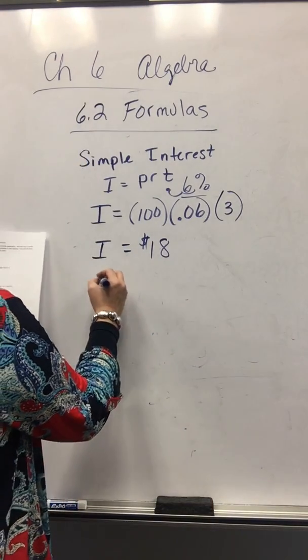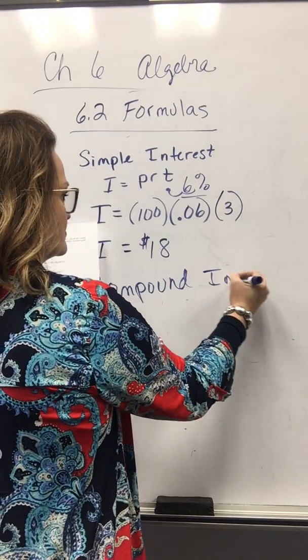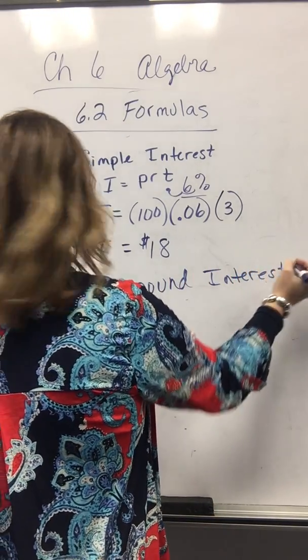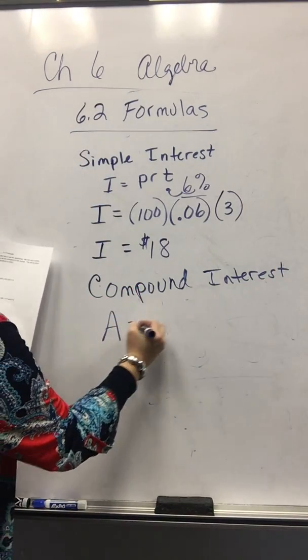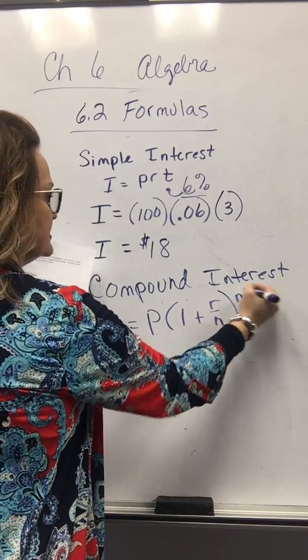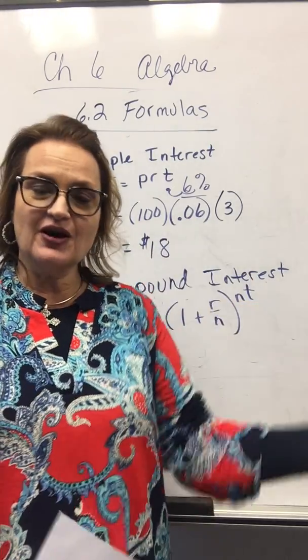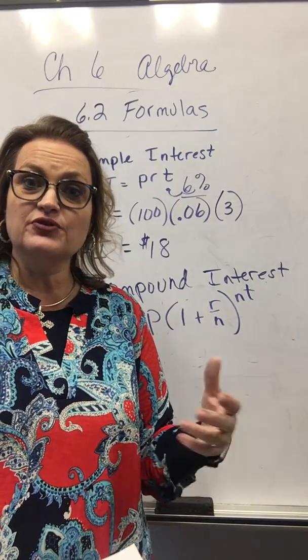All right, the next formula, compound interest. Okay, and here's the formula for that. A equals P times (1 plus R over N), raised to the NT. So compound interest takes your money and it compounds it, or adds your interest in incrementally.